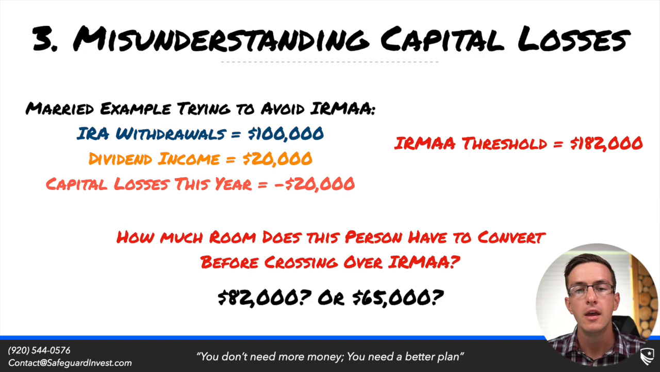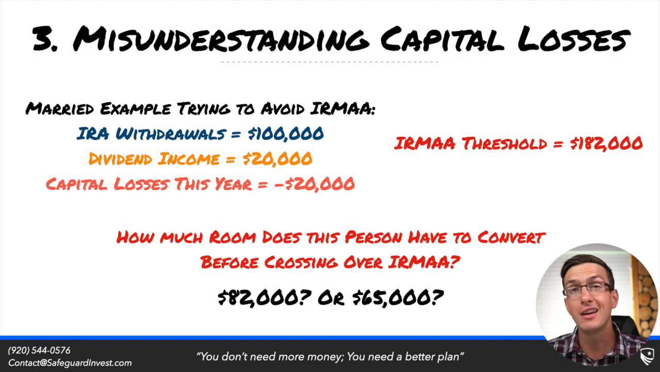On the screen, we have IRA withdrawals of $100,000 and dividend income of $20,000. So they obviously have a taxable account that's releasing a certain level of dividends that we need to factor in here. Then they happen to have capital losses in 2022 because of market activity of $20,000. How much room does this person have to convert before crossing over IRMAA? I have two answers here. Do they have $82,000 of room, or do they have $65,000 worth of room?